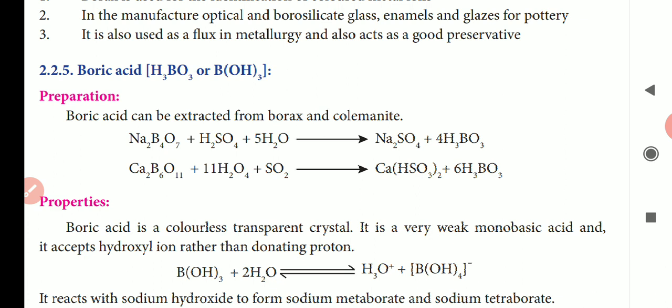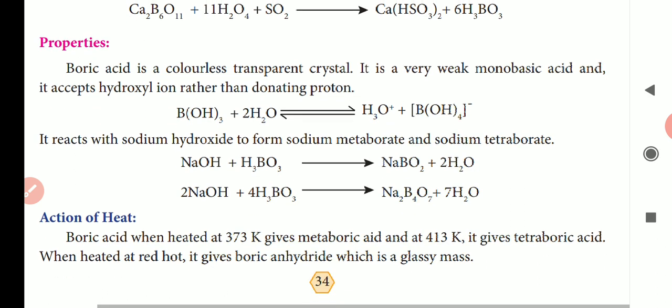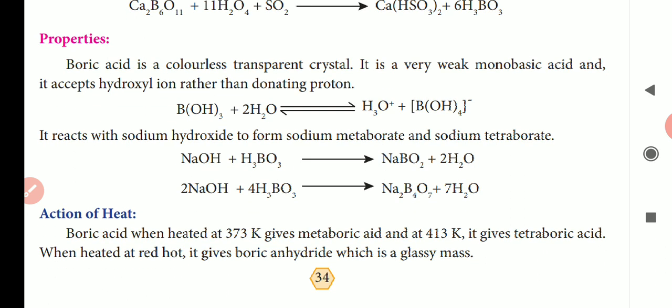Boric acid, B(OH)3, plus 2 moles of water can produce H3O plus ion and B(OH)4 minus ion. It reacts with sodium hydroxide. Boric acid reacts with sodium hydroxide to produce sodium metaborate and sodium tetraborate.